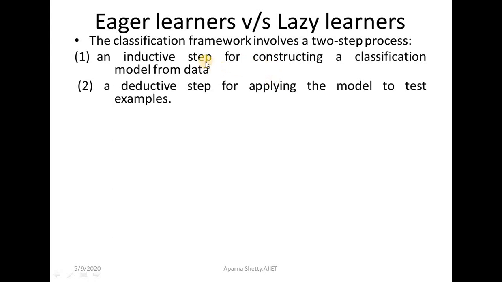The classification framework involves a two-step process. Basically, the first step is the inductive step. This step is used for constructing a classification model from the data. The task of classification involves two steps. The first step is the inductive step, and in this step we will be constructing the classification model from the given data.